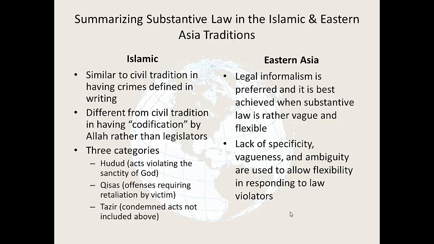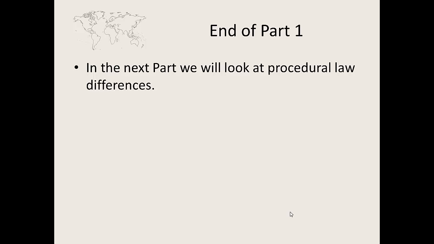Under the Eastern Asia tradition, legal informalism is the preferred way of handling things, and that is best achieved when you have substantive law that is rather vague and flexible. The lack of specificity and this vagueness and ambiguity allows some flexibility in how the law violators are responded to.